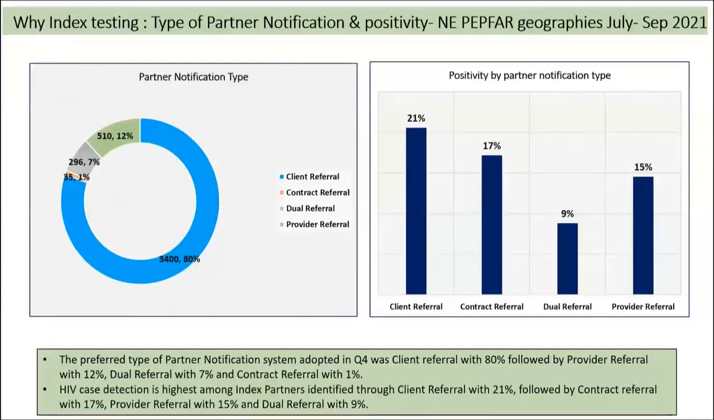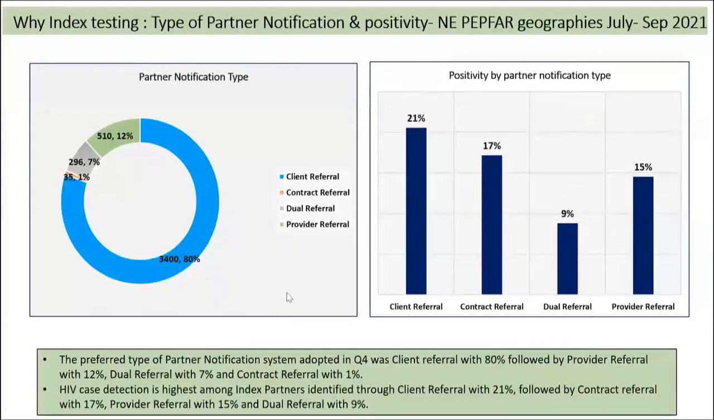The majority of them definitely chose the client referral, like 80% accepted the client referral. But the positivity was not only from the client referral. We got almost equal, 21% of the partners from the contacts of index cases who accepted client referral, were positive. Similarly, among those who accepted provider referral or contact referral, we got 15 to 17% positivity. Even among those who accepted dual referral, 9% were positive. So positivity is there in the other methods of partner notification as well.